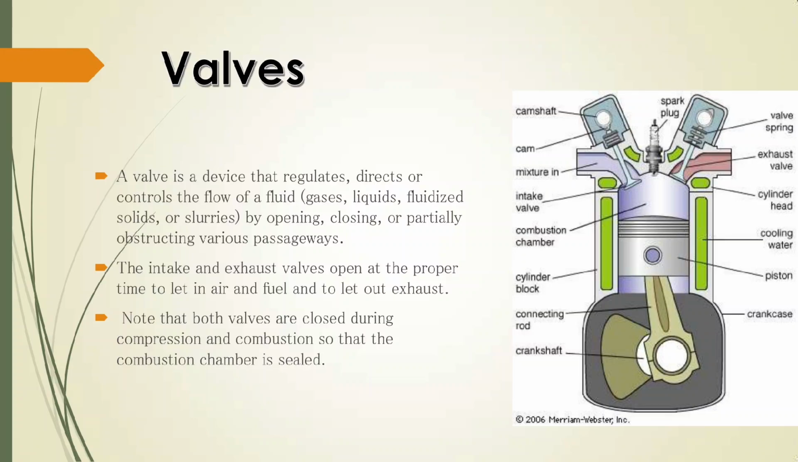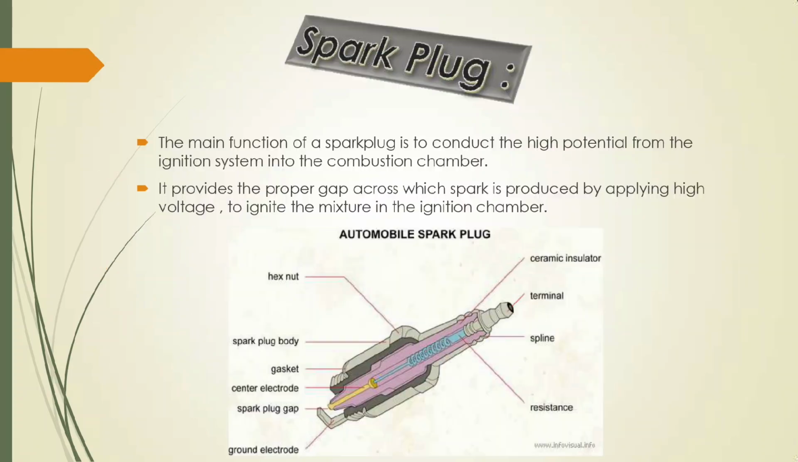A valve is a device that regulates, directs or controls the flow of a fluid by opening, closing or partially obstructing the various passages. Spark plug. The main function of the spark plug is to conduct the high potential from the ignition system into the combustion chamber. It provides the proper gap across which a spark is produced by applying high voltage to ignite the mixture in the ignition chamber. We can easily identify petrol engines if the spark plug is present.